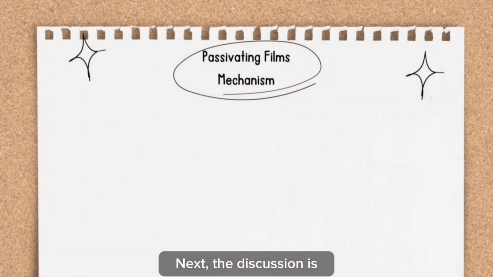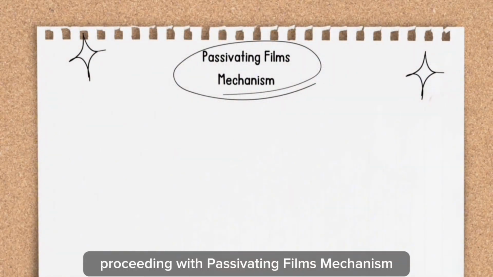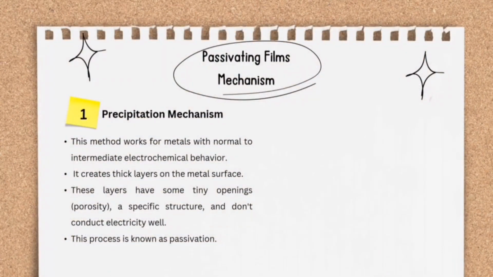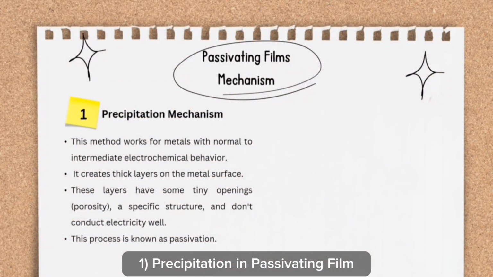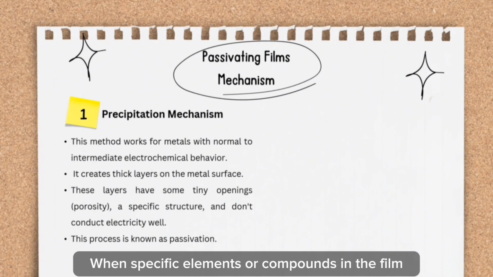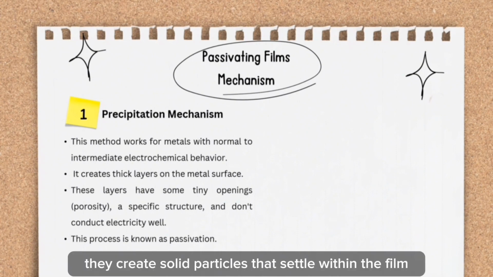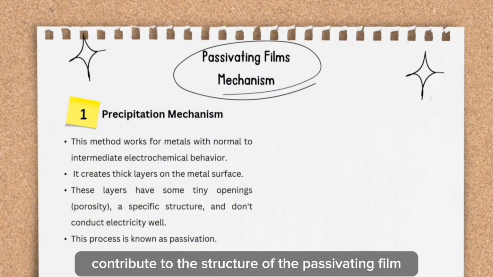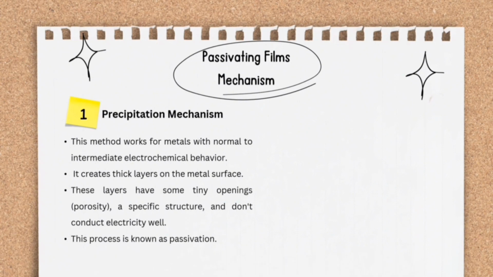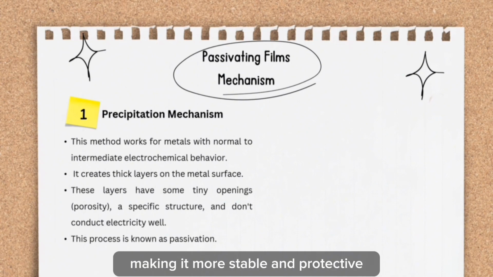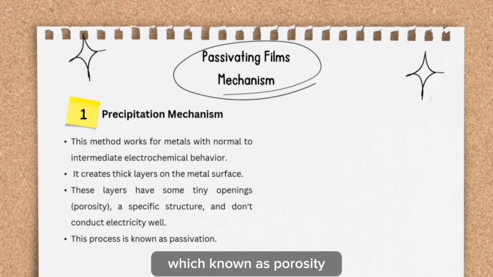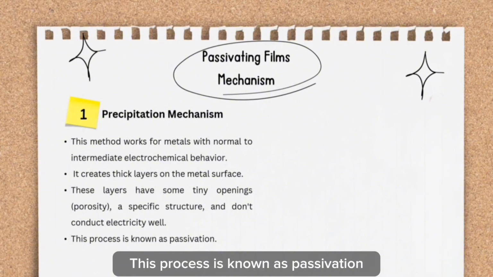Next, the discussion proceeds with passivating film mechanisms. There are two mechanisms. 1. Precipitation in passivating film. When specific elements or compounds in the film react with each other, they create solid particles that settle within the film. These solid particles contribute to the structure of the passivating film, making it more stable and protective. It creates thick layers on the metal surface. These layers have some tiny openings, known as porosity, a specific structure, and don't conduct electricity well. This process is known as passivation.